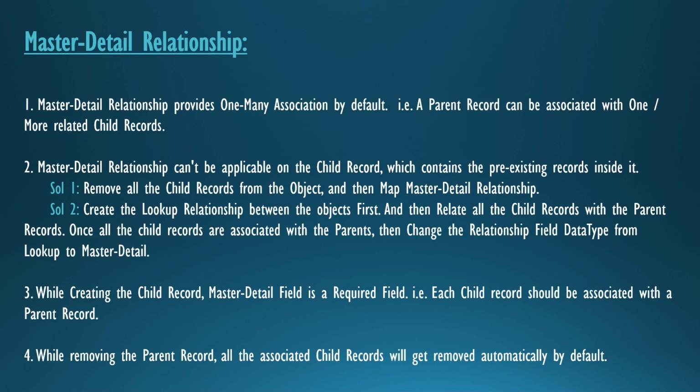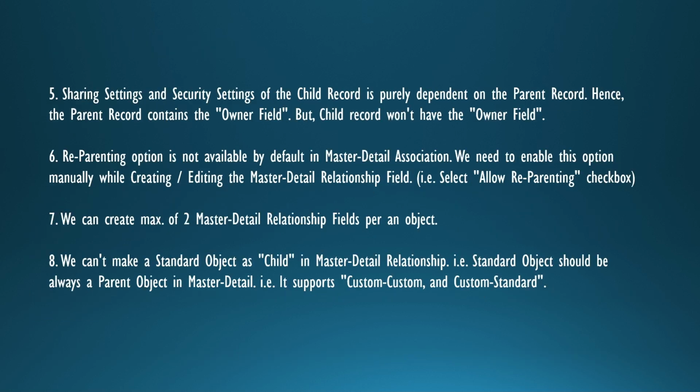While removing the parent record, all the associated child records will get removed automatically by default. Sharing settings and security settings of the child record are purely dependent on the parent record. Hence, the parent record contains the owner field, but the child record won't have the owner field. Reparenting option is not available by default in master detail association. We need to enable this option manually while creating or editing the master detail relationship field, which means select the Allow Reparenting checkbox. We can create a maximum of 2 master detail relationship fields per object.